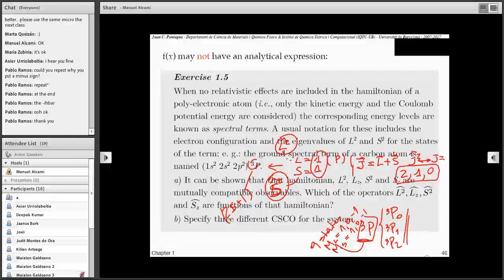This is an example of using this rule that all of you probably know, but I recall it just in case. Okay, I think it's time. So we leave it here and hope you can have a look at the exercises for Tuesday. Thank you very much.